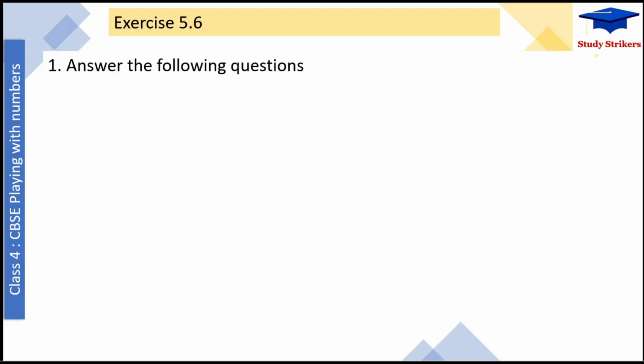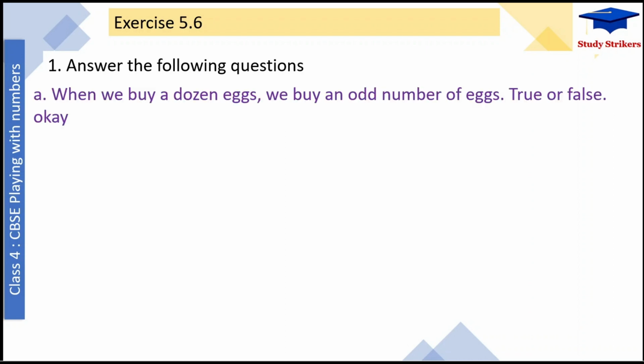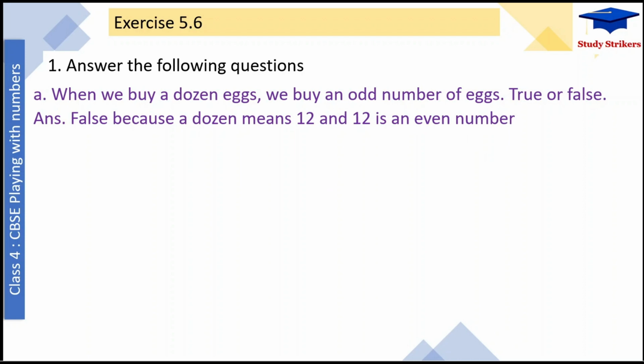Okay, so here we have to answer the following questions. When we buy a dozen eggs, we buy an odd number of eggs. True or false? It's false because a dozen means 12 and 12 is an even number. So whenever you buy a dozen eggs, we buy an even number of eggs.